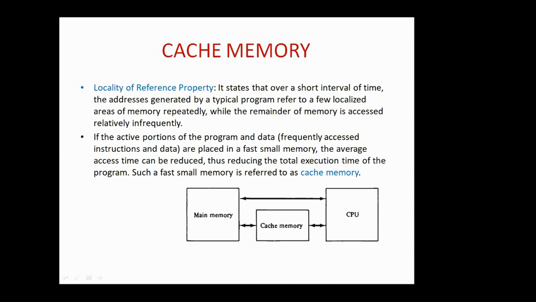Here we can see that this diagram shows the organization, the connections, that the CPU is connected to cache memory, and the cache memory is itself connected to main memory, and the CPU can also directly access the main memory because of the bus system.